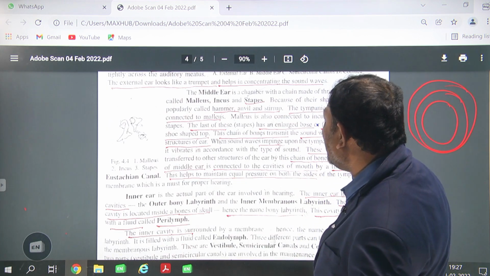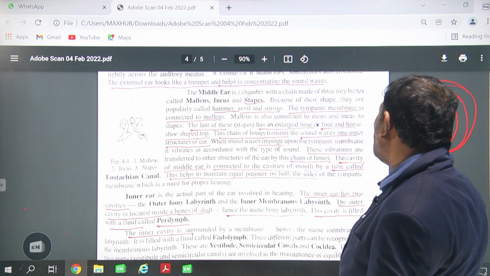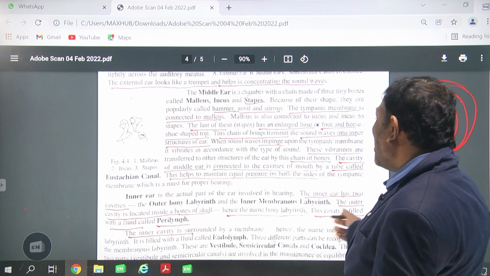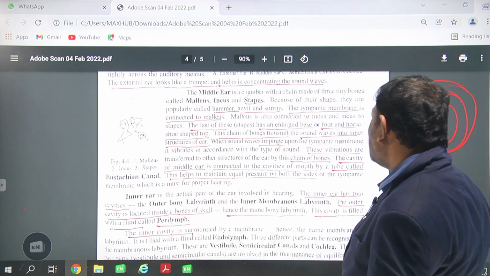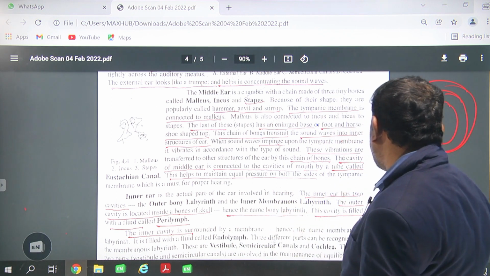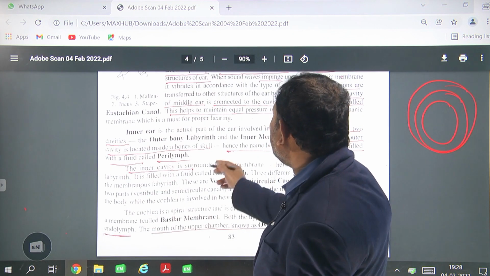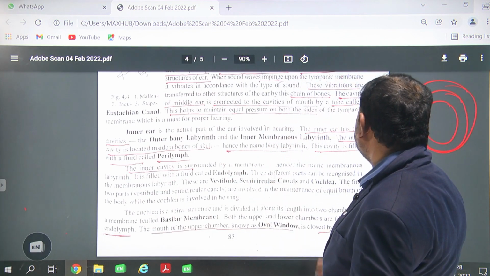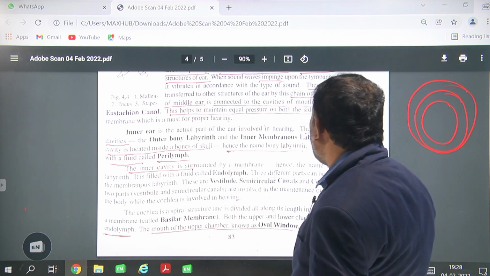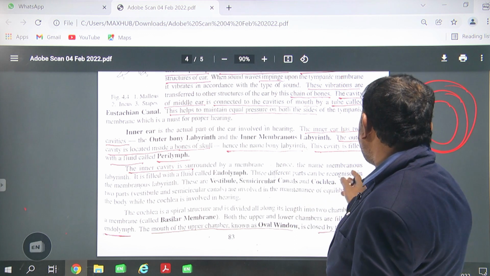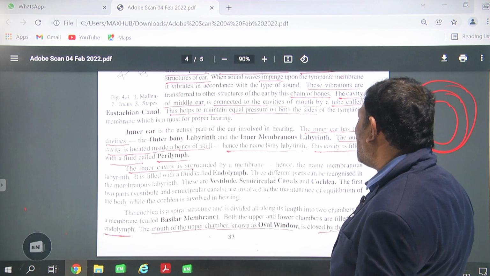Next, in the inner ear, the outer bony labyrinth and the inner membranous labyrinth are present. The outer cavity is located inside the bones of the skull, which is why it is called the bony labyrinth. This cavity is filled with perilymph, and the inner cavity is surrounded by a membrane, which is why it is called the membranous labyrinth. It is filled with endolymph. Three parts are present: the vestibule, semicircular canals, and cochlea.